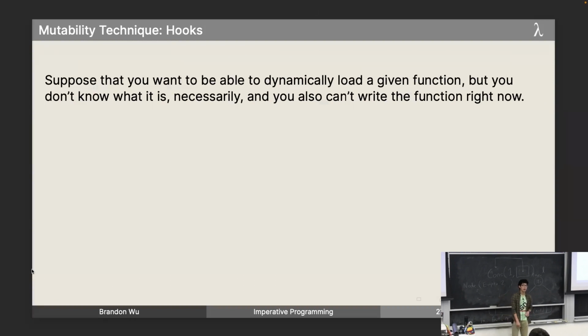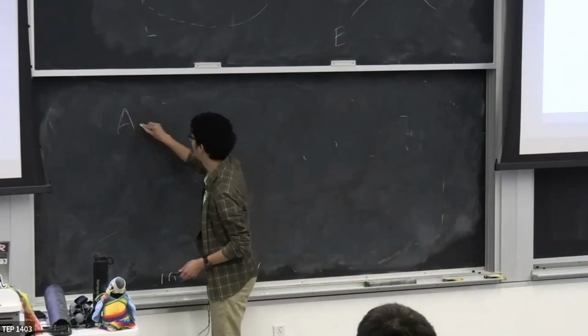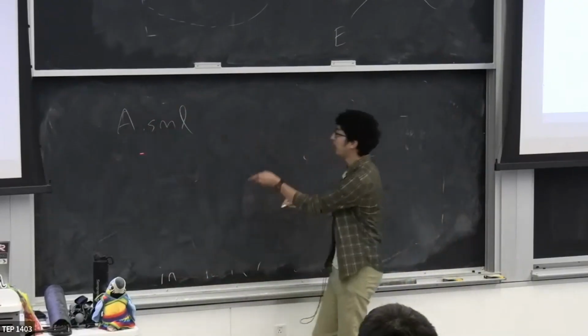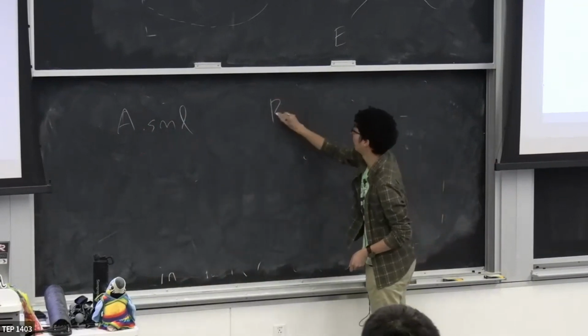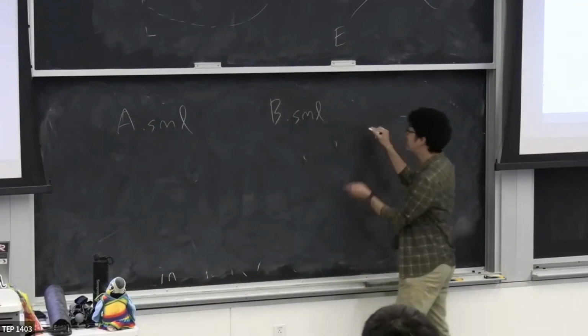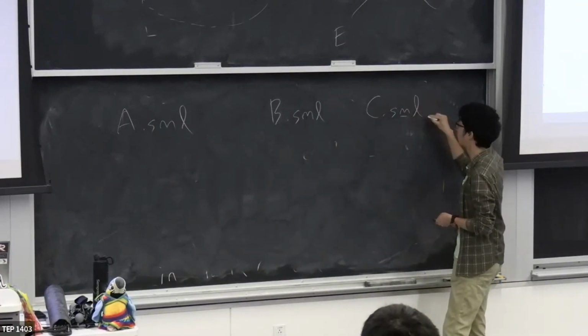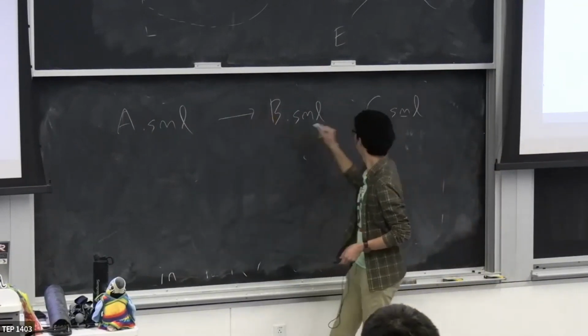Another one's called hooks. And this mostly comes up in the context of compilation troubles, which I'm not necessarily sure you're familiar with, but let me paint a picture. I've got code, and this code exists in different files, and the code has dependencies. Suppose we're working in SML, and I have a file a.sml. And this a.sml file is actually used by another file called b.sml. And this b.sml is used by another file called c.sml. So it goes here, right?